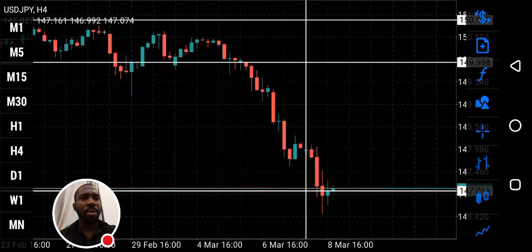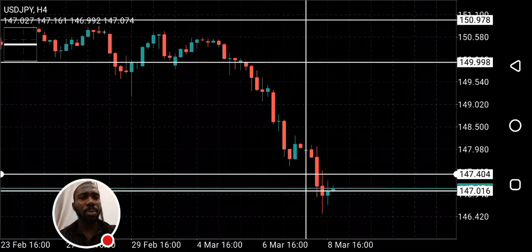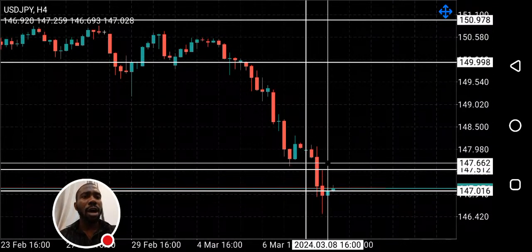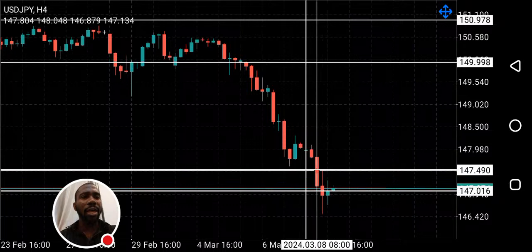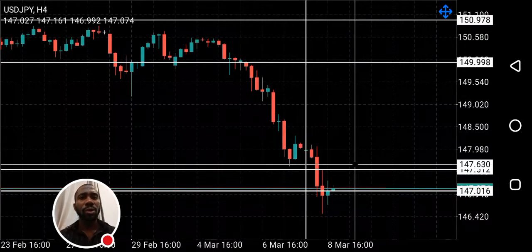For me, if I'm going to buy USD/JPY, I want to see price break the high of this spinning bottom. A 4-hour candle should close above the high of this spinning bottom. That is when I will consider buying USD/JPY this coming week. I cannot sell USD/JPY at the current market price. It is very risky. I can't. And you shouldn't sell USD/JPY at the current market price.